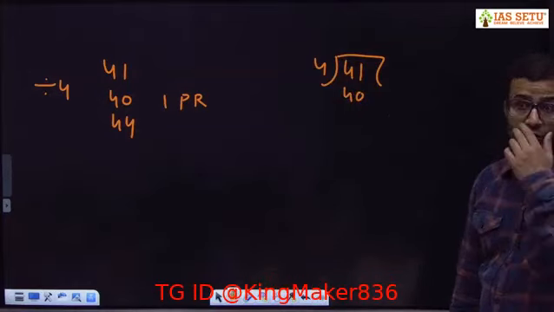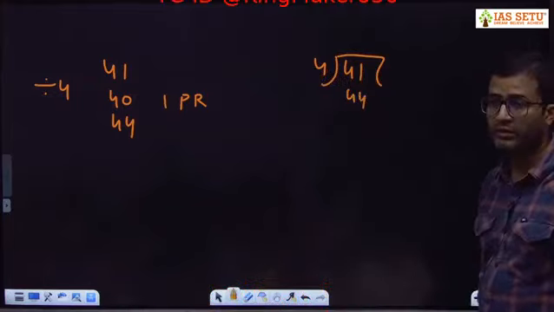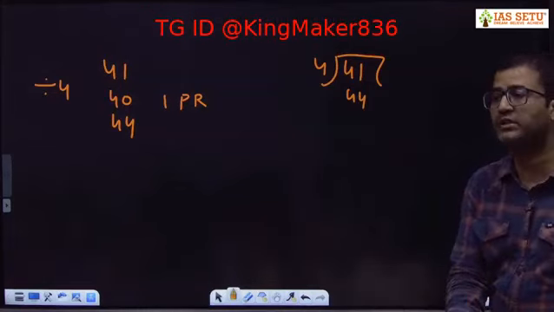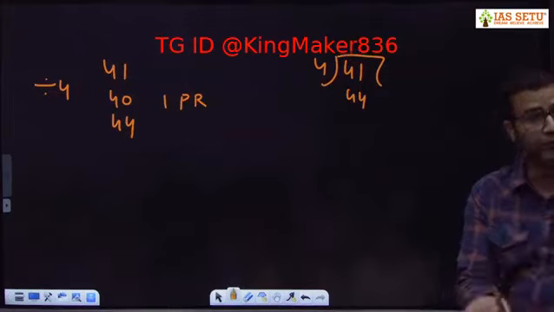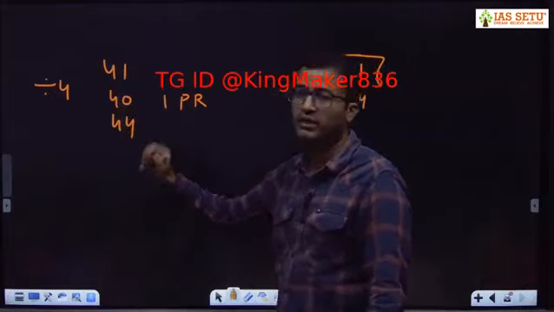Maybe any one of you ask your teacher, sir or ma'am, can't we take 44? The teacher said, yes, you can say that 44 can also be taken. Why are we taking 40? We can take 44 also. So there are two multiples of 4, one is 40, another is 44.